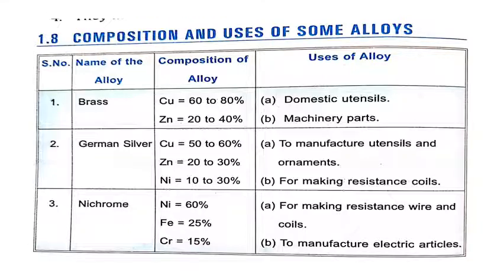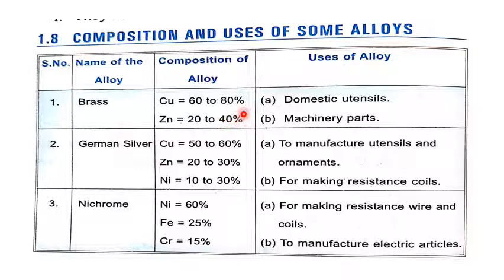Next, we discuss some alloys. Take four columns: serial number, name of the alloy, composition of the alloy, uses of the alloy. First alloy is brass. Generally we use brass also. What composition is there in brass? Copper is 60 to 80%, zinc is 20 to 40%. That means brass alloy is prepared from the metals copper and zinc. A copper-zinc homogeneous mixture is called brass. The composition is copper 60 to 80%, zinc 20 to 40%.